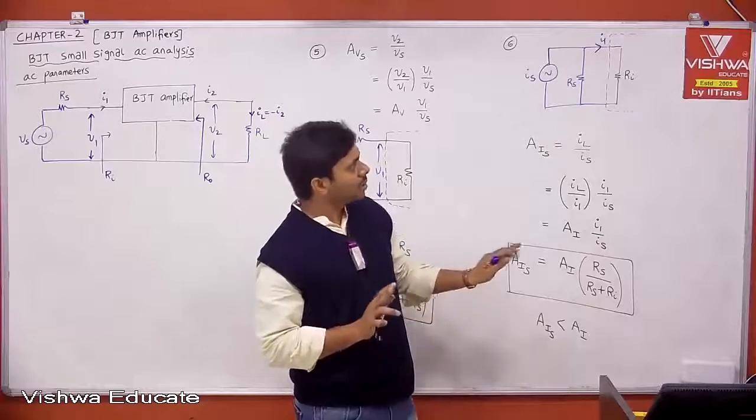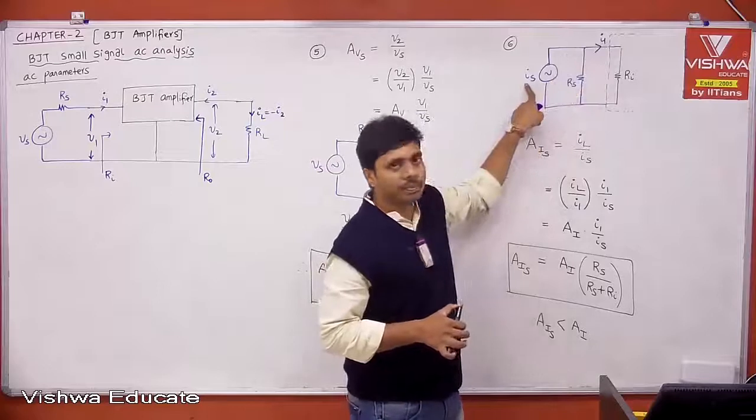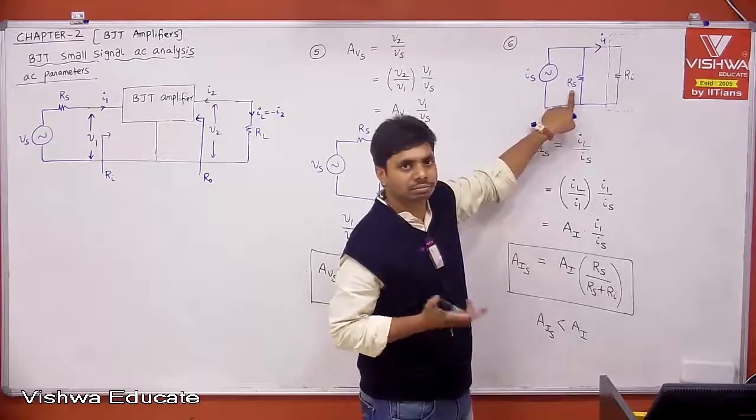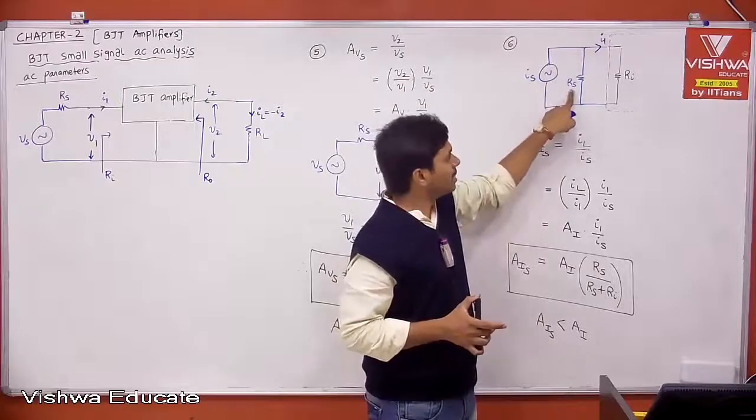Tell me, just generically or from network analysis, if you want I1 to be equal to IS, can I say Rs is infinity? If Rs is infinity, then I1 is equal to IS. What do you mean by Rs is infinity?